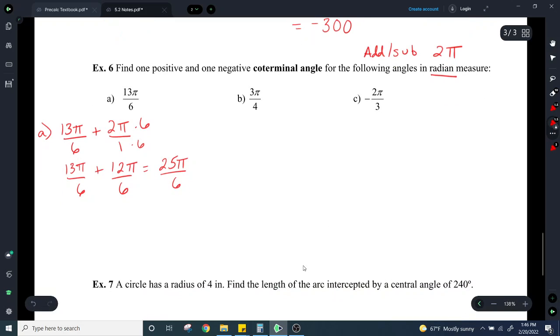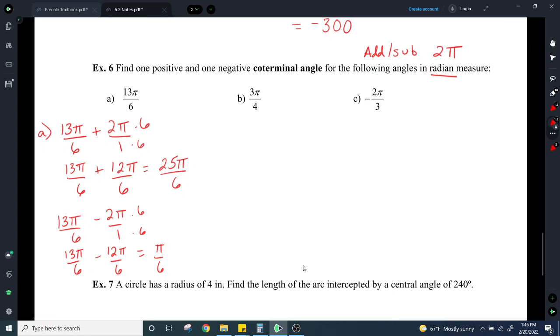They asked for one negative angle. So to get that, we're going to need to subtract 2 pi from the original angle. And remember, that was 12 pi over 6. So let's write that. So 13 pi over 6 minus 12 pi over 6. So 13 pi minus 12 pi gives me 1 pi over 6. Now here's the kicker. That is coterminal with the original angle. So now what I've done is I've found two positive coterminal angles with the original angle. However, they wanted one that was negative as well.